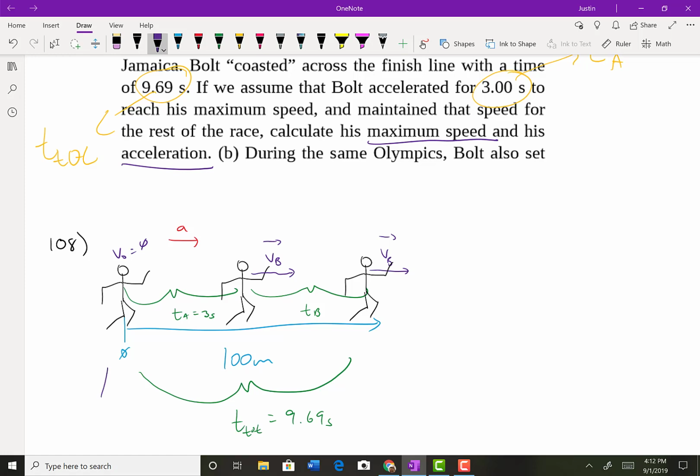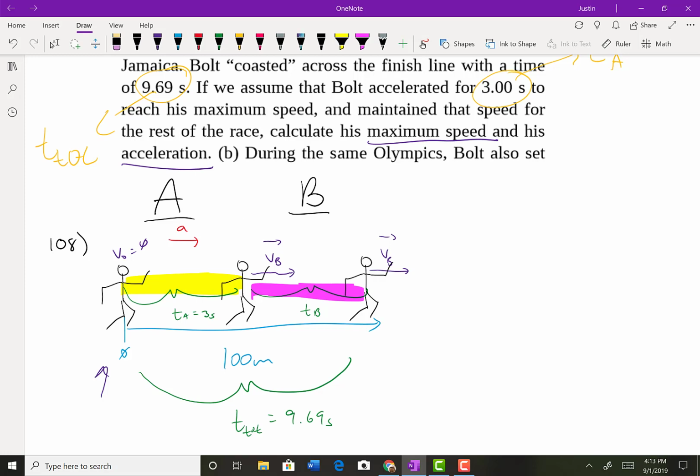So this is Usain Bolt at the beginning. Here is right after, so he accelerates for some time in between here. And then once he reaches this point here, he's now coasting at a constant velocity. So I've split this up into parts A and B. Here, this is part A, and then here, this is part B. A is when he's accelerating, and B is when he is not accelerating.